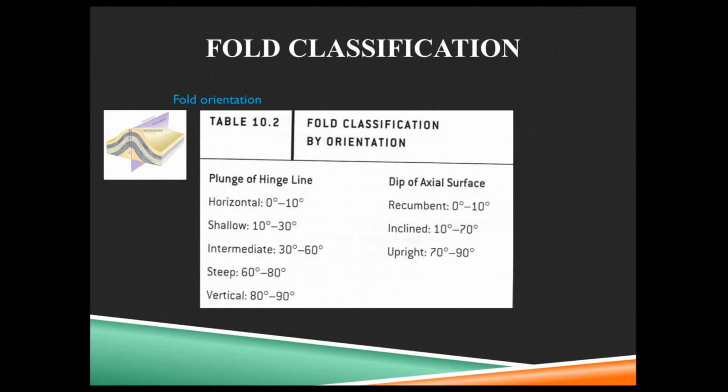If, on the other hand, you say, you know what, it's 30.2 degrees, it's an intermediate fold, or intermediate plunge. So you would say my fold is plunging, or has an intermediate plunge to the northeast.